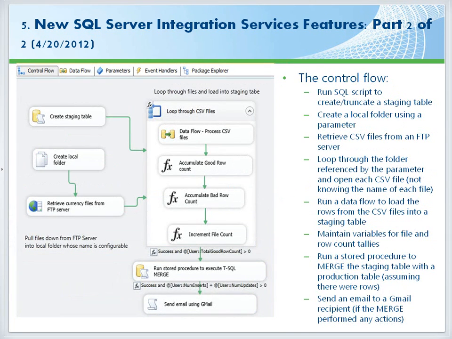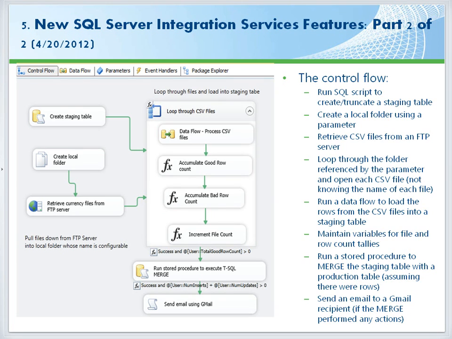Now, a bigger picture of the control flow. The next slide here just simply has the control flow expanded. The steps we're going to go through, and I'm going to hop over into Visual Studio in just a minute or two and actually create this package, but the steps in the control flow are these. I'm going to create or drop a staging table. Maybe it's already there, and I just need to truncate the contents of it.